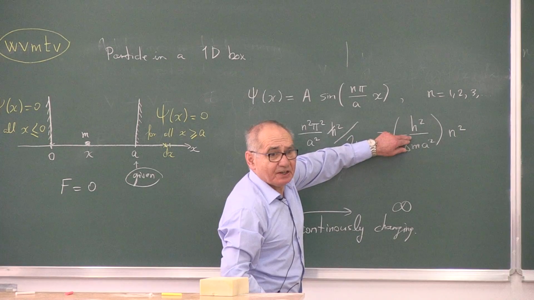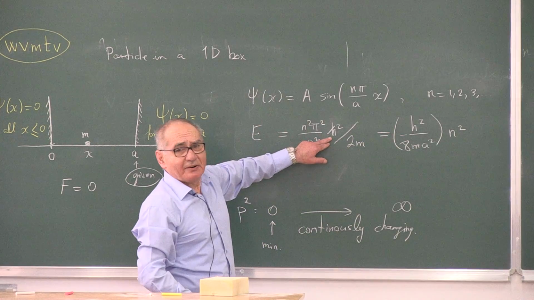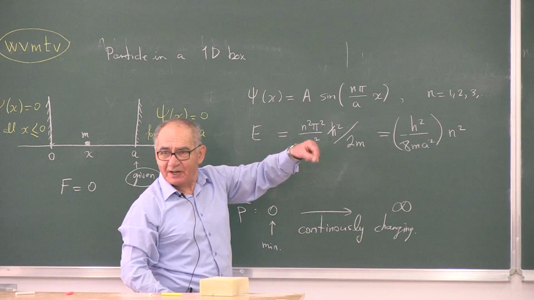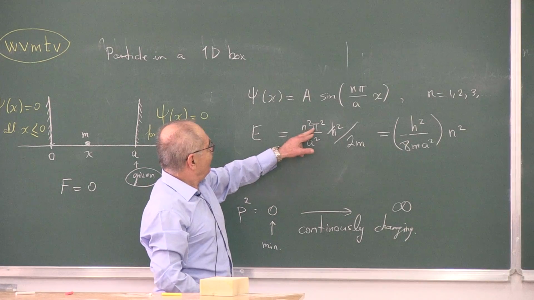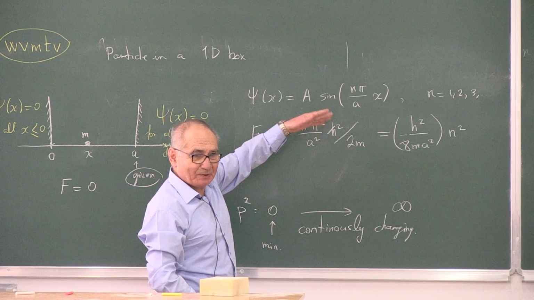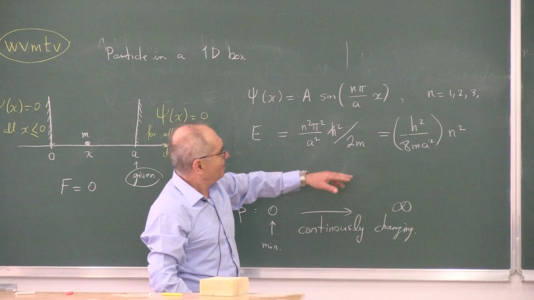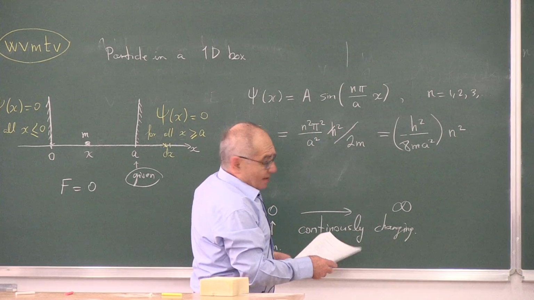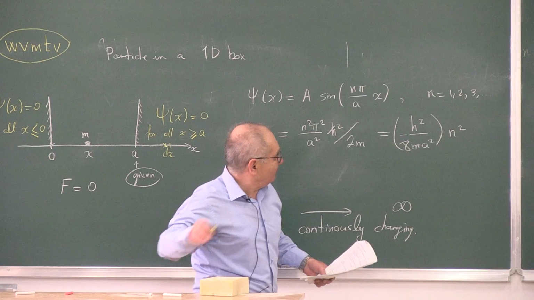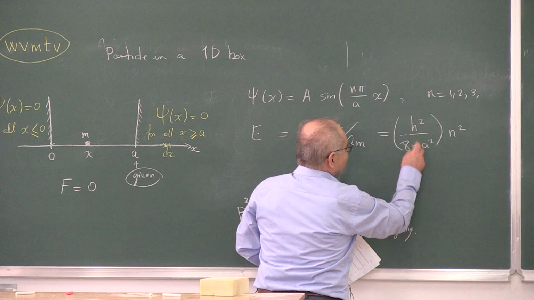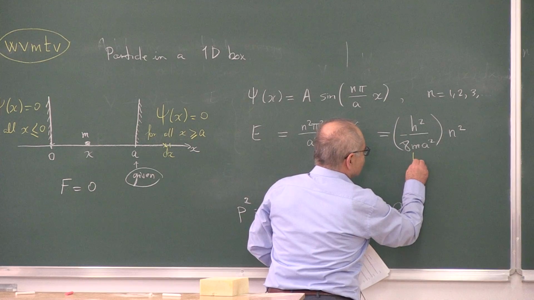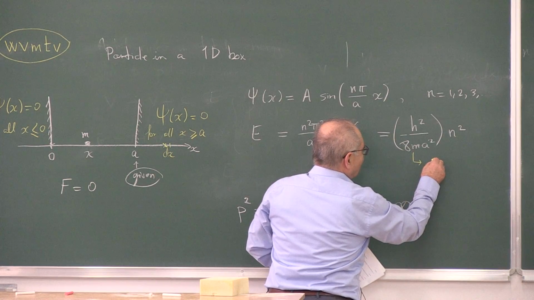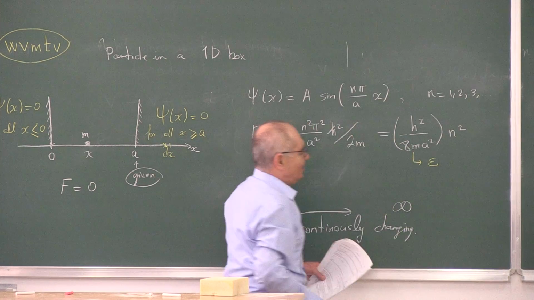Now, this is h here. H bar is h divided by 2 pi. There is a pi square here, so after we cancel and simplify, this is our final result. In fact, this constant here, I will give a short symbol, EPS.